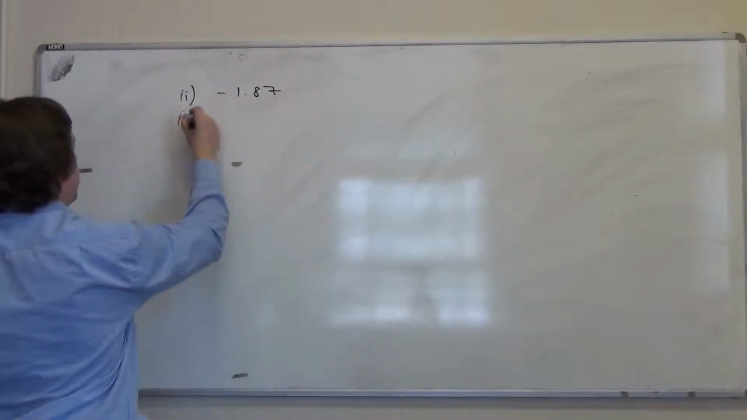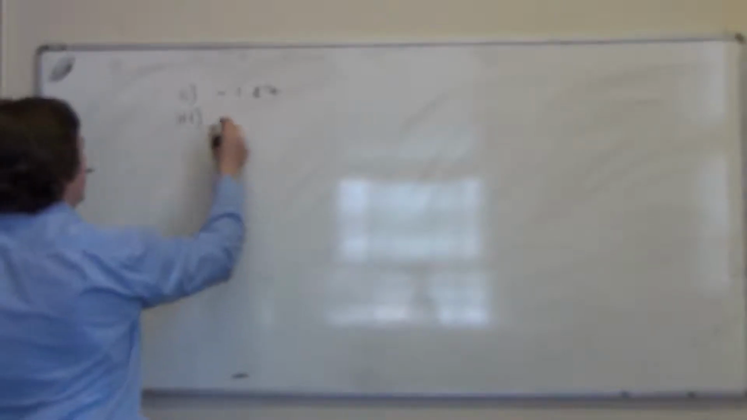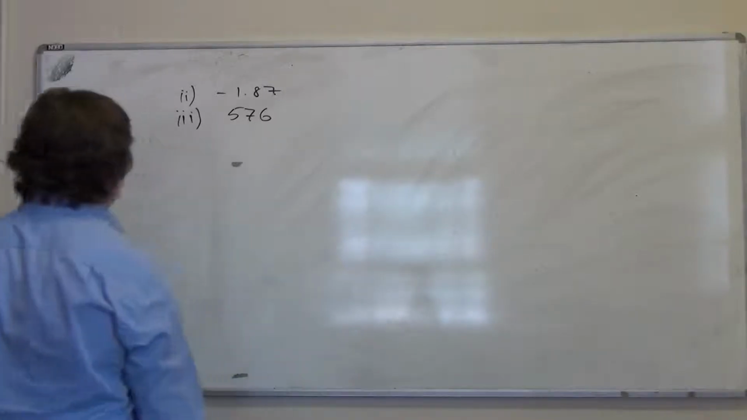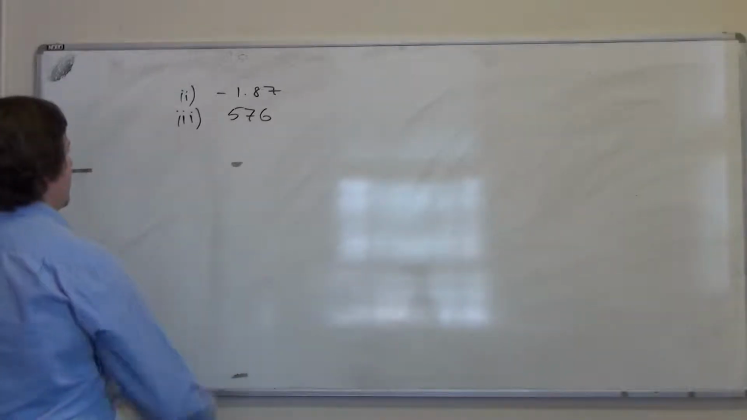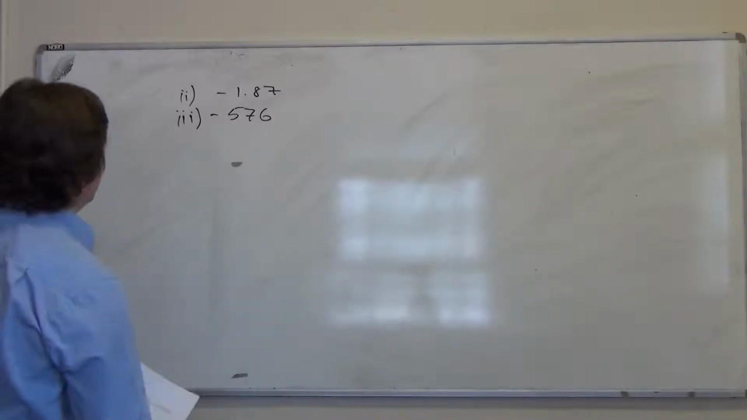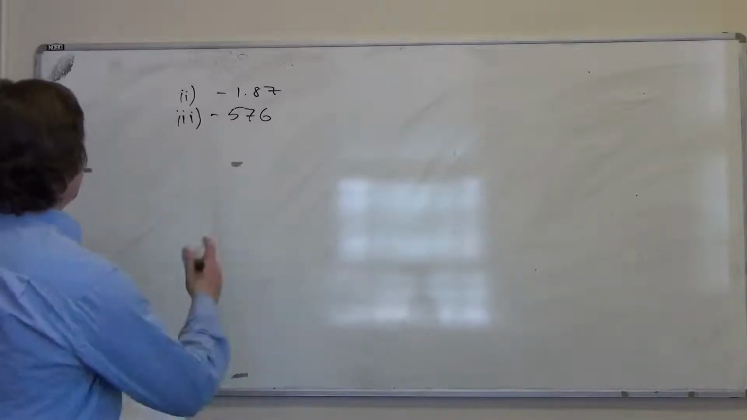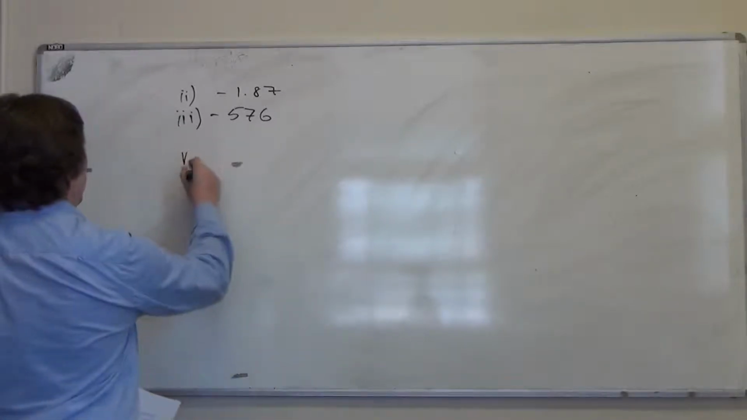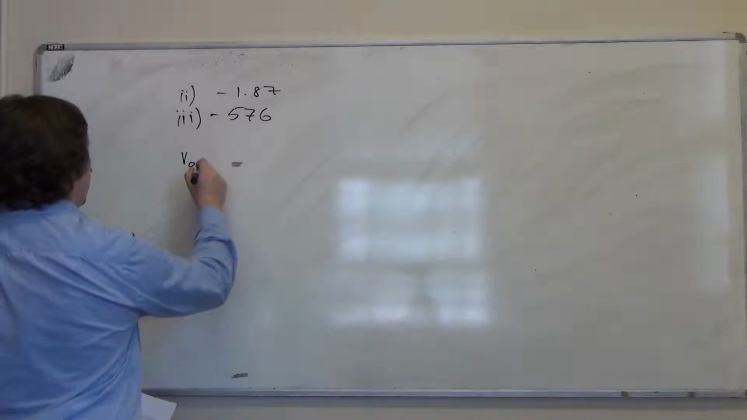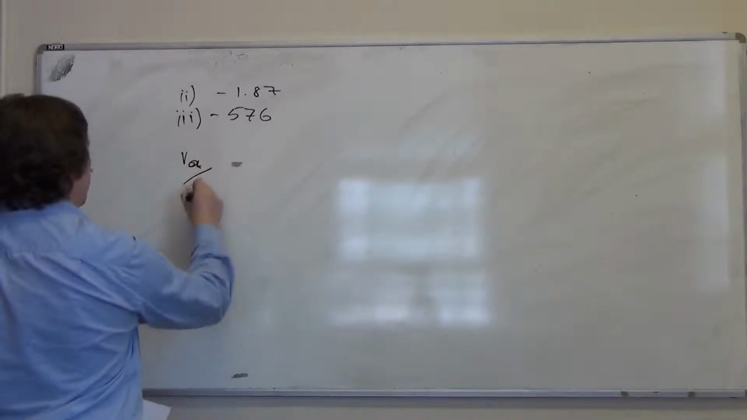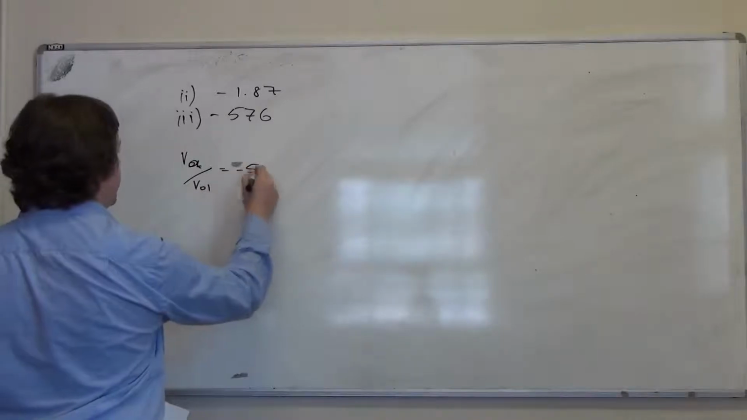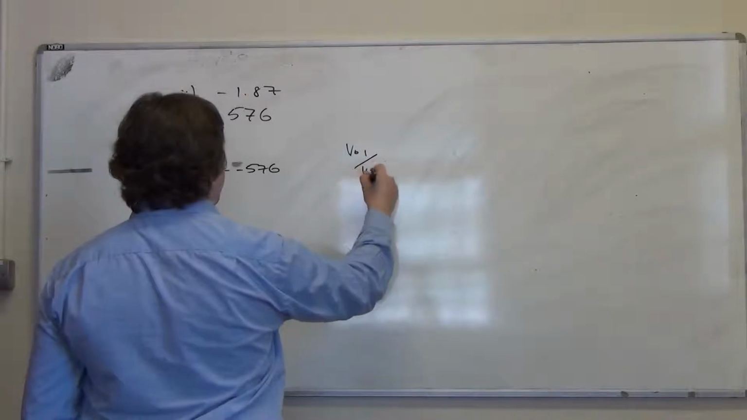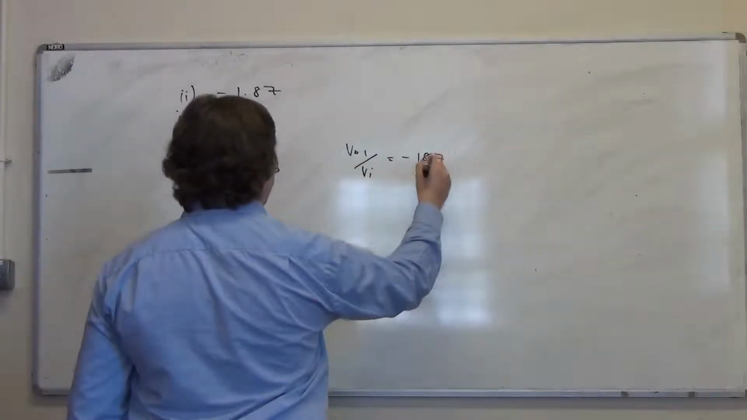And from part 3, which we just did, we ended up with a gain of 576, I think it was. It's actually probably minus 576. The stage is inverting. So what's the overall gain when we multiply the two together? So VA over VO1 was minus 576, and VO1 over VI was minus 1.87.